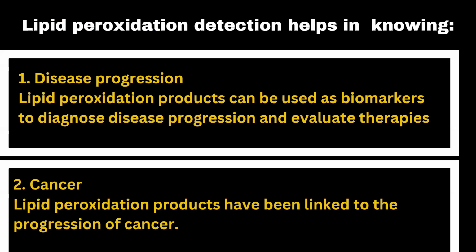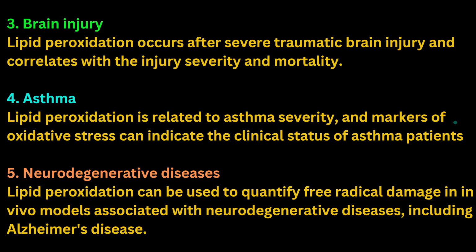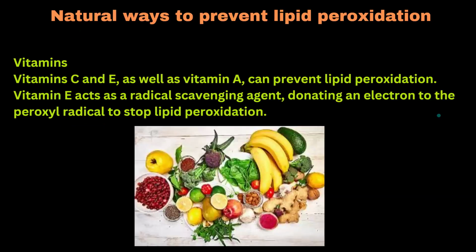LPO level detection helps us know disease progression, that is, as a biomarker it can help us know the progression of various types of disease, including cancer. LPO levels can also help in knowing about brain injury, asthma, and various types of neurodegenerative disorders.